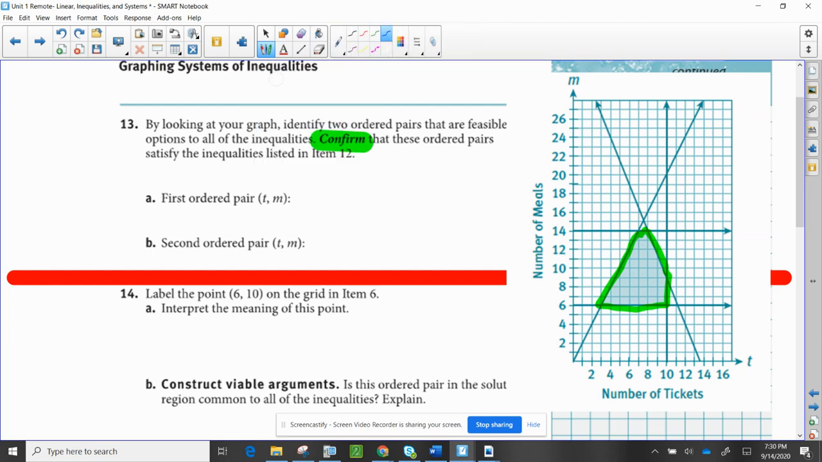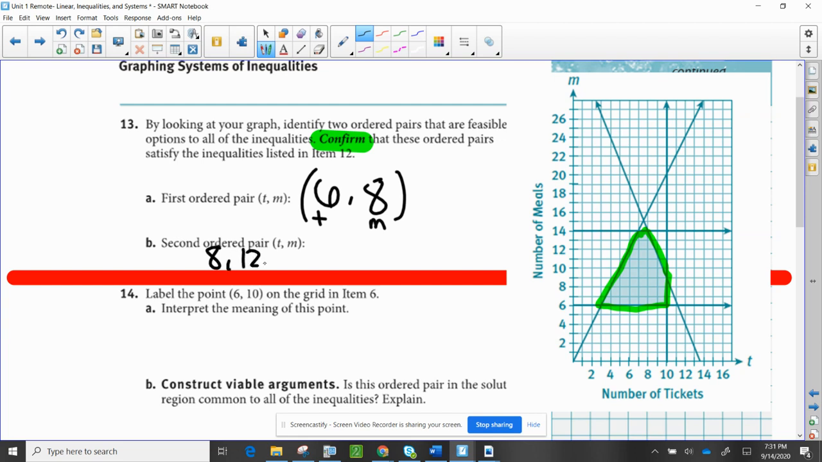Okay. Well, hopefully you picked something that was inside of this shaded area where all four of our constraints overlap each other. So for example, I could pick something like 6, 8. So Roy could go to 6 shows and eat 8 meals over the 5 days. Okay. Or another option, maybe we said 8, 12, meaning he went to 8 shows and had 12 meals.